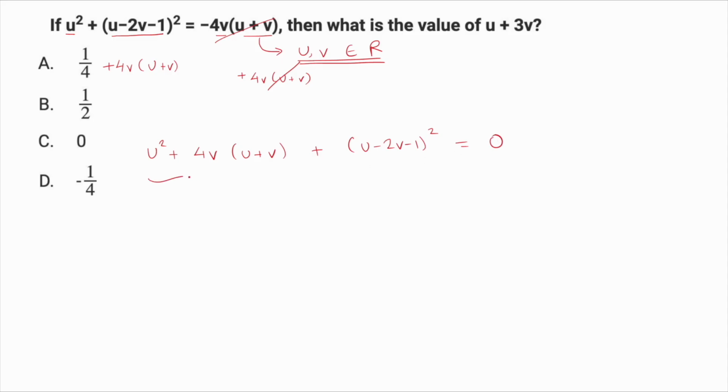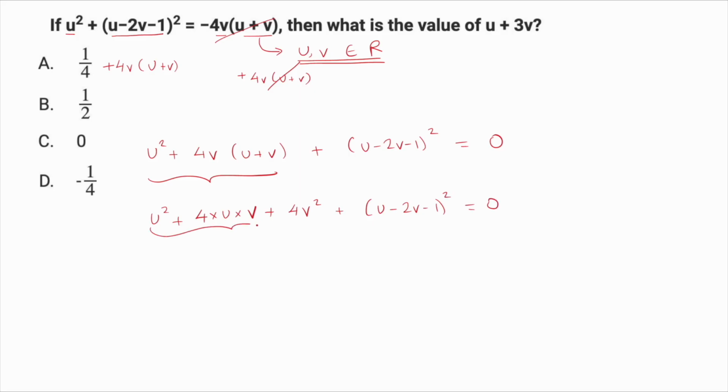Now, when I open this bracket, guys, it becomes u square plus 4 into u into v plus 4v into v is 4v square plus the second term is as it is u minus 2v minus 1 the whole square is 0.